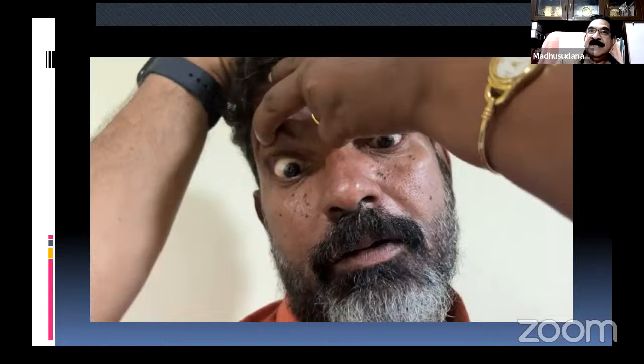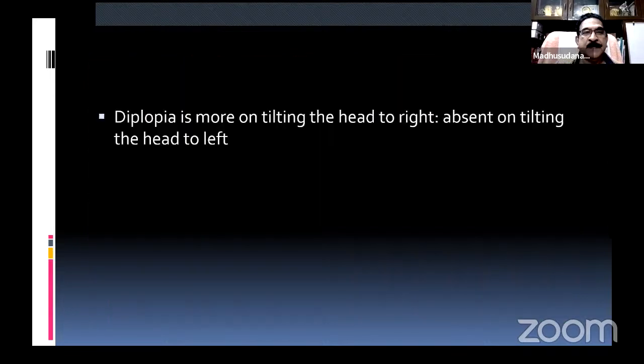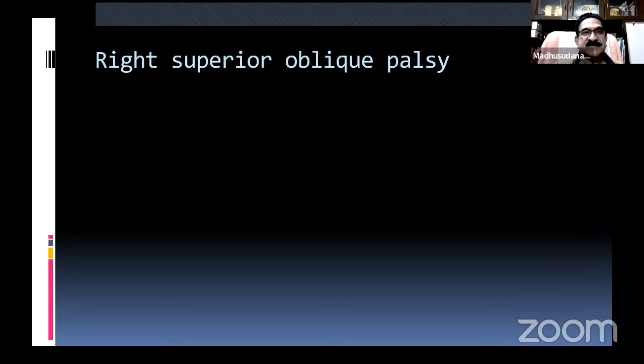So when I put the head to the right side, what happened? The eye should have intorted on the right side, but the superior oblique is not acting. So what will happen? The eye will move further upward and the diplopia will become more. If the inferior rectus is at fault, nothing will happen when you turn the head to the right side. So this test tells you that it is most likely right superior oblique. Diplopia is more on tilting the head to the right, absent on tilting the head to the left. Diagnosis: right superior oblique palsy.